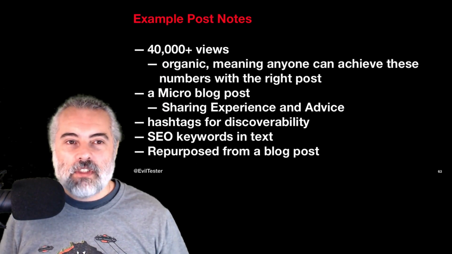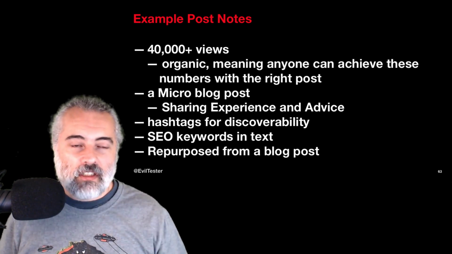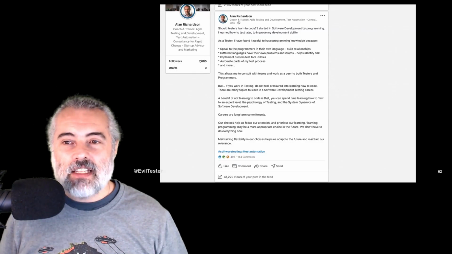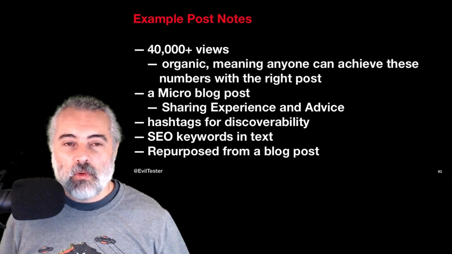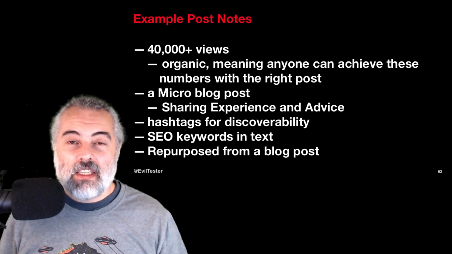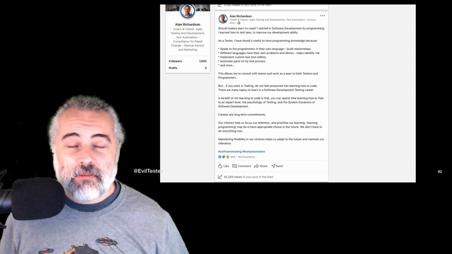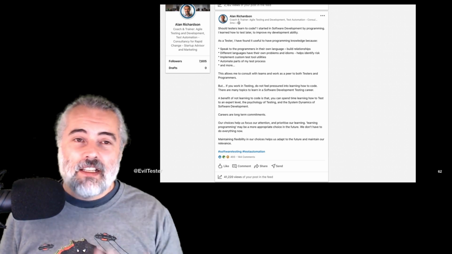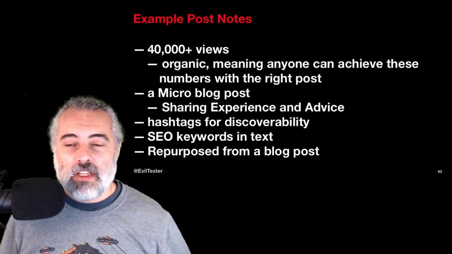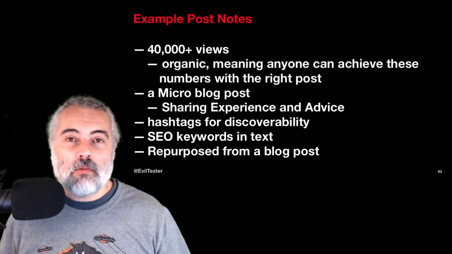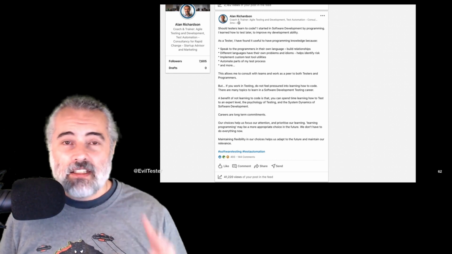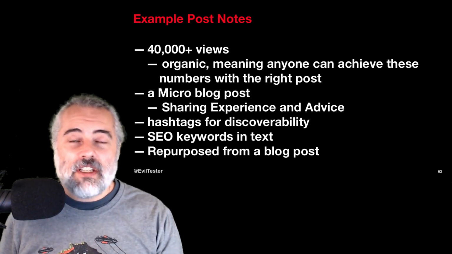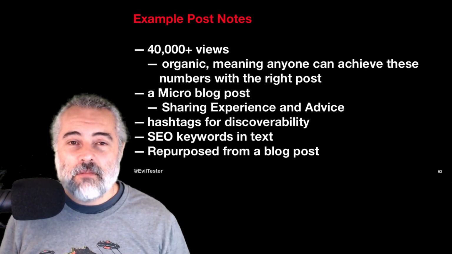Now, essentially, it was a microblog post, so it was sharing experience and advice. It had hashtags in there for discoverability because some people search for hashtags, some people follow hashtags. It has SEO keywords in the text to make it searchable. All of these are marketing techniques that I'm applying to the stuff that I'm putting out. But it's also repurposed from a blog post. I'd written this blog post years ago. The blog post probably hasn't had as many views as this. I cut it down for this microblog and shared it on here and repurposed it and put it out.